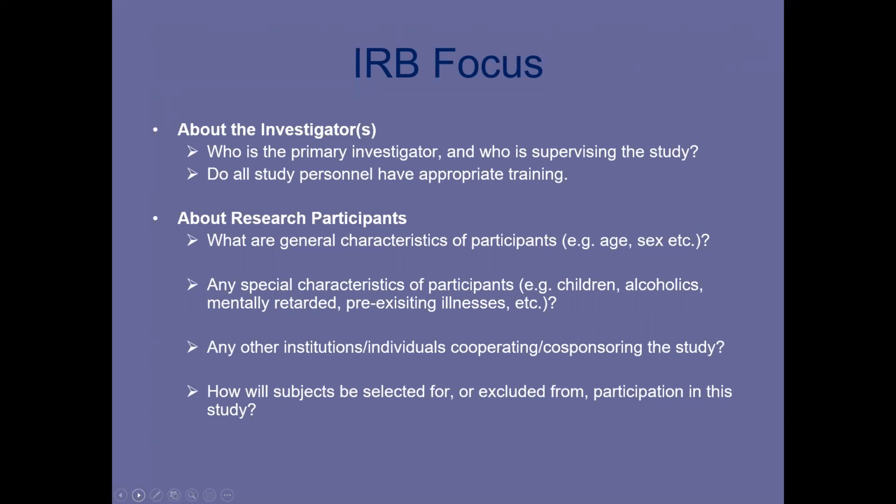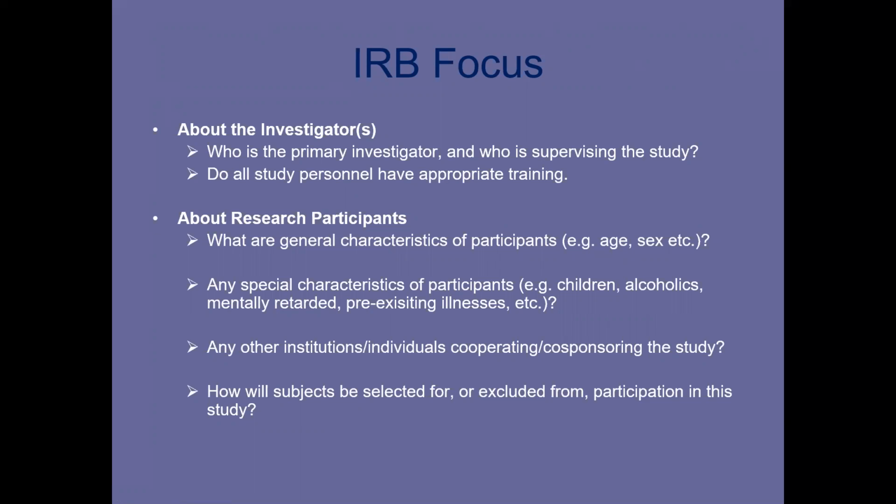There's certain training that they have to demonstrate they've completed, and they need to furnish the actual records on that. What are the general characteristics of the population? Age, gender, etc. Are there any special characteristics of participants? Are they vulnerable in some way? Are they too young? Are they children? Are they alcoholics, where disclosing that could be very injurious to the participants? Are they mentally challenged in some way? Do they have pre-existing conditions? Are they on medications that could render them unable to objectively agree to informed consent to participate in the project?